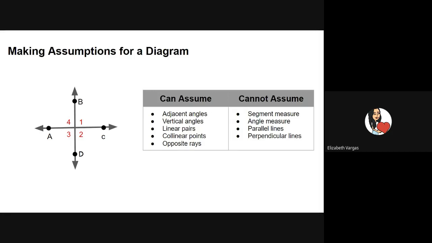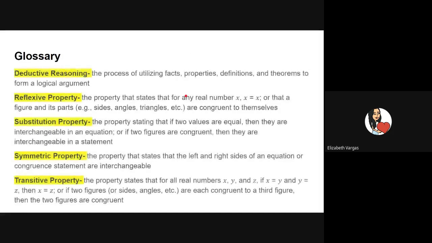Okay. So what did we learn today? Well, we learned about deductive reasoning, but we also learned about inductive reasoning and the difference between the two. Deductive reasoning is basically what we use to create proofs. And we looked at those different proofs today: flowchart proofs, paragraph proofs, and two-column proofs.